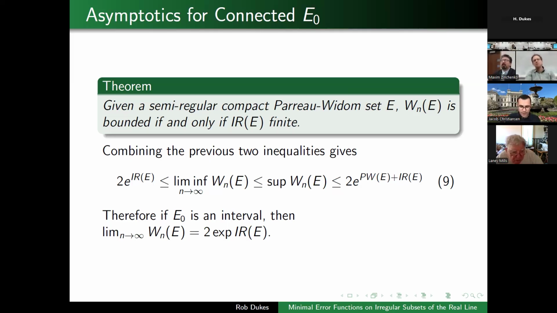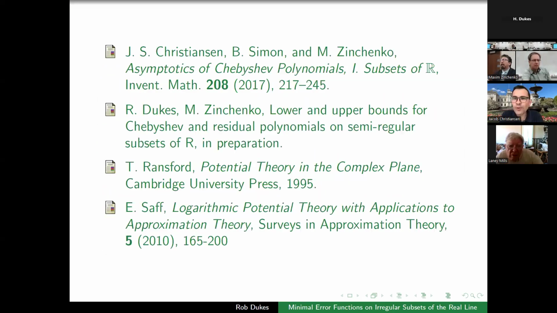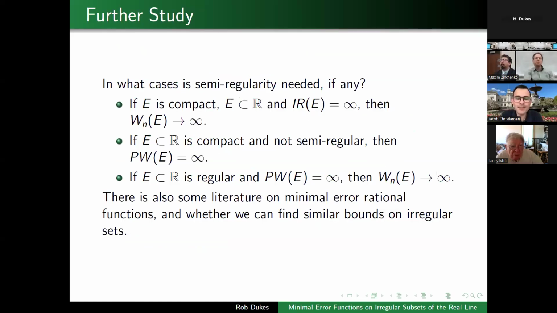Okay. Final question from my side. You mentioned something about further directions. I can think of one further direction that you will have the chance to comment on. What if you leave the real line and you go out in the complex plane? Oh, that's a fun question, isn't it?